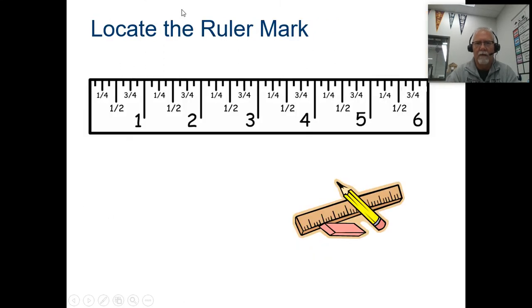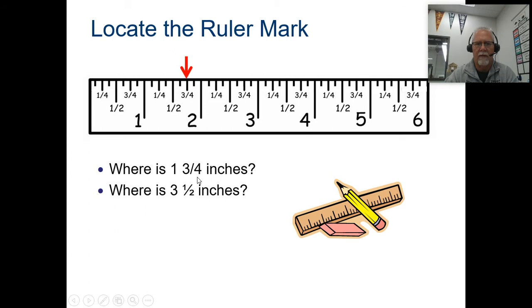All right. So moving along, if we locate the ruler mark, where is the 1 3/4? Well, we want to start looking at this and saying, okay, the 1 means we've got a whole inch. And then what's that plus the 3/4? Right there is 1 3/4.